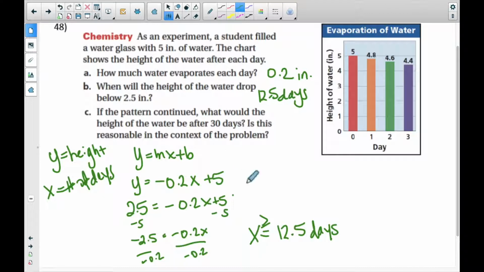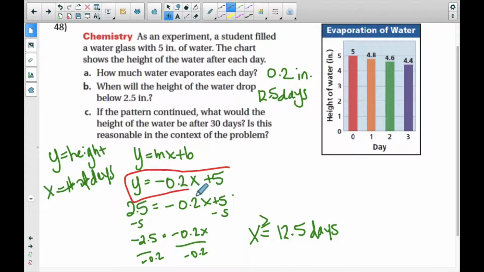So you could say, well, can we have a half a day? You could. If you wanted to say 13, you could say that too, because it's below 2.5. Okay, if the pattern continued, what would be the height of the water after 30 days? Is this reasonable in the context of the problem?